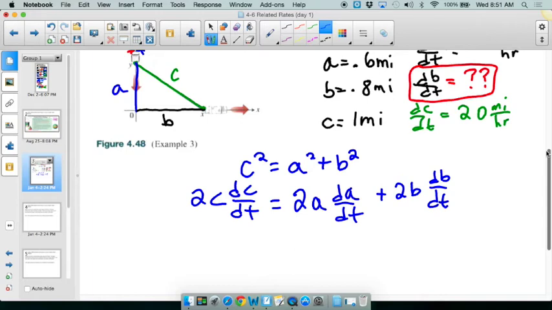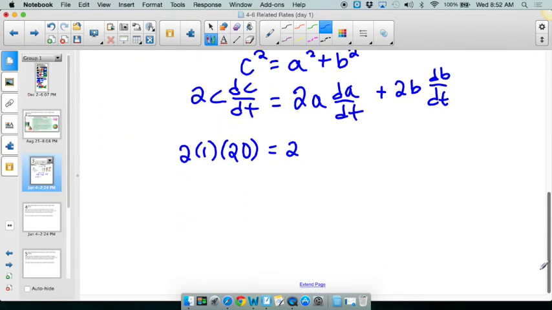How much is C? 20. Disagree. How much is the variable C? Okay, so 2 times 1. How much is the rate of change of C with dc dt? 20, yep. How much is A? It's 0.6. Okay, how much is dA dt? Negative 60, because it's causing that 0.6 to get smaller and smaller. How much is B? 0.8. How much is dB dt? That's our unknown, yeah.